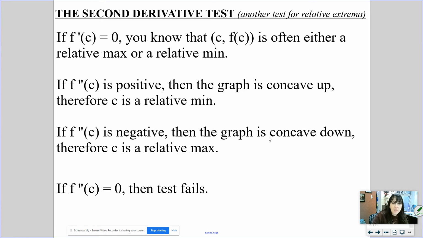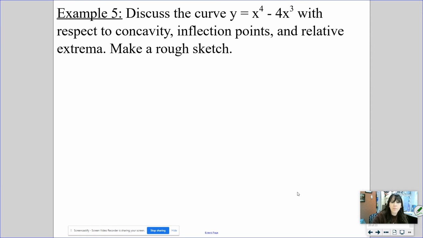All right, we've got one more example. One more thing to show you and then one more example. So discuss the curve with respect to concavity, inflection points, and relative extrema, and make a rough sketch. So we're going to start by doing the first derivative, and we're going to find all of our critical numbers. So factoring and solving is required here.